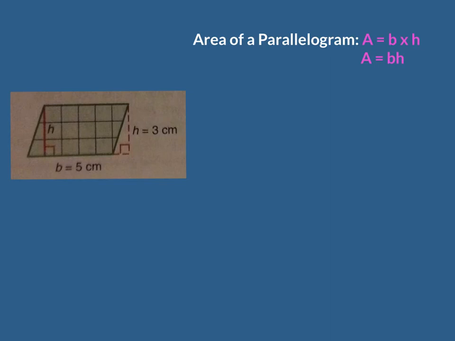So here we have a parallelogram right here. So the base is 5 centimeters and the height is 3 centimeters. So we would just do that just like we would. The area of a parallelogram is equal to the area of a rectangle. So we would just do A equals 3 times 5. So the area equals 15 centimeters squared.